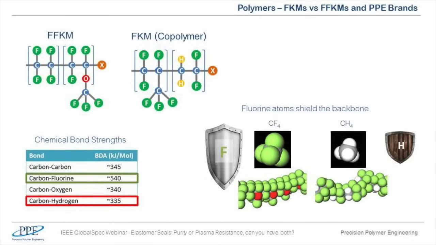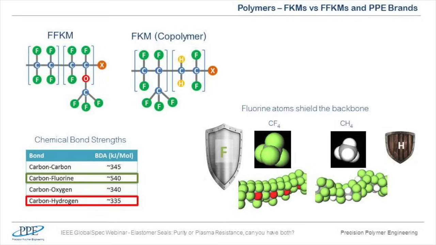The type of the polymer used in the elastomer is one of the key factors that determine the chemical inertness of the material. The most commonly used polymers in the semiconductor industry are FKMs and FFKMs. We always get questions from equipment users about what the difference is between FKMs and FFKMs. So in this slide, I'll try to explain the differences.